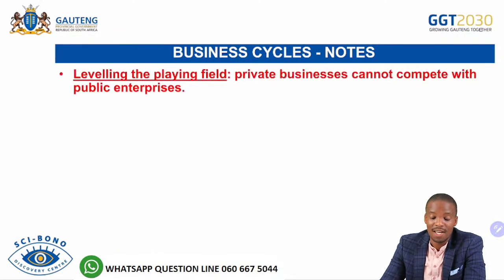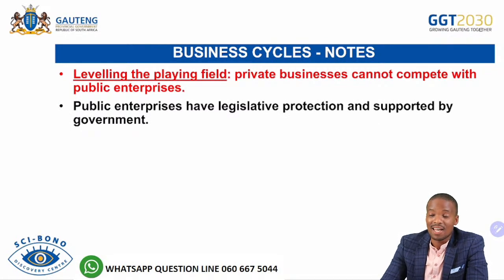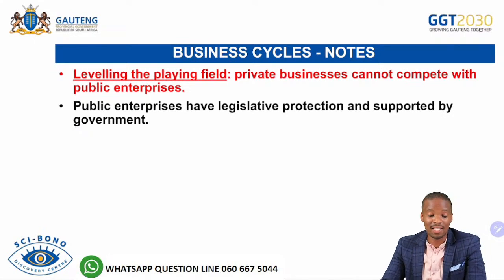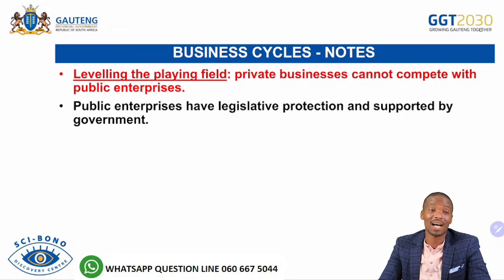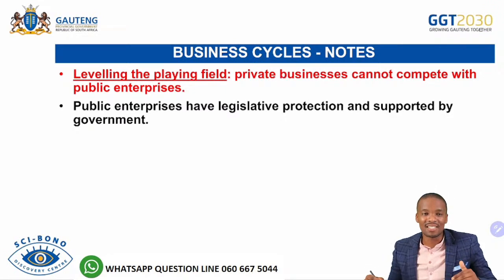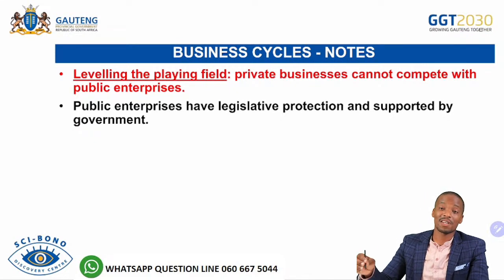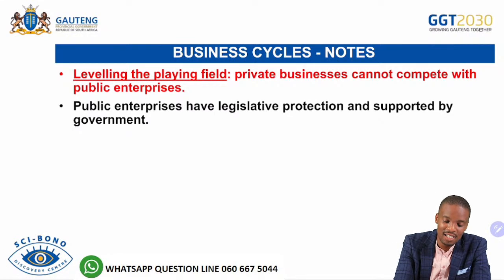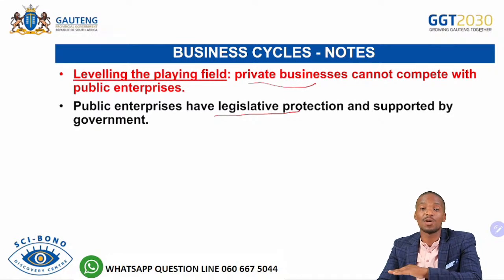Leveling the playing field. Private businesses cannot compete with public enterprises. Public enterprises have what we call legislative protection and are supported by the government. That is why they are funded when they need funding, while on the other side, private companies have to look for their own investors. They will have to sell shares without any help from the government. That is where we are saying let that be leveled, where there's equality between private companies and public companies. If public companies are subsidized, so should the private companies be subsidized. The same legislative protection that public companies are enjoying, we expect the private companies also to enjoy. In that way, the playing field could be leveled.